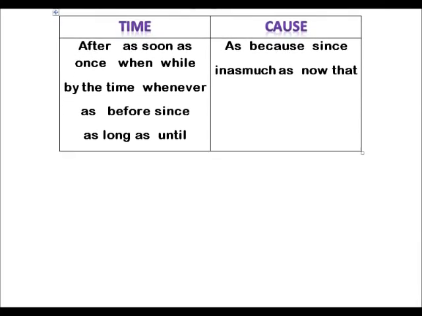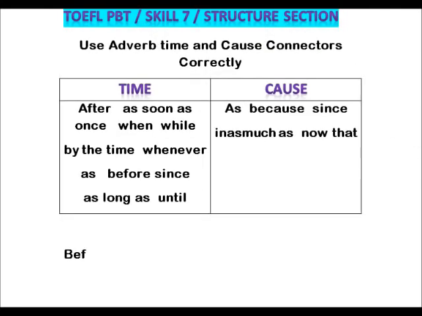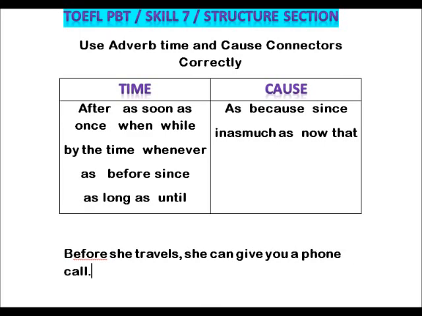One of the main features of the time and cause connectors is that they can be used in the very beginning of the sentence and they can be used also in the middle. Now let me give you this interesting example here. Before she travels, comma, she can give you a phone call. Now that's fantastic. Before she travels, she can give you a phone call.